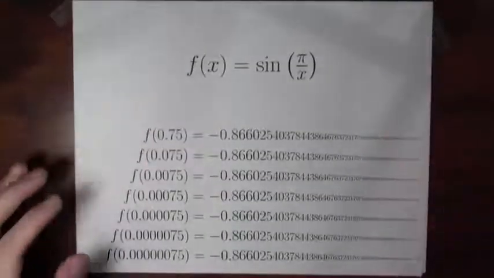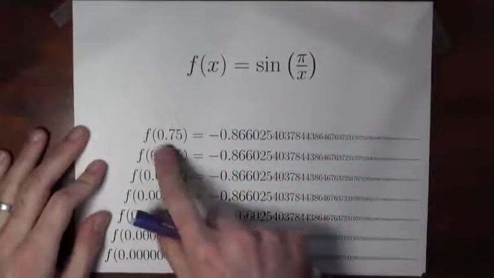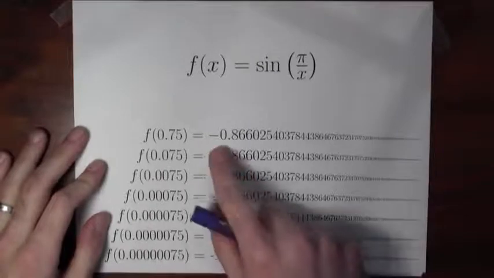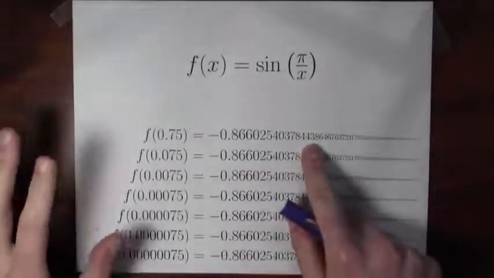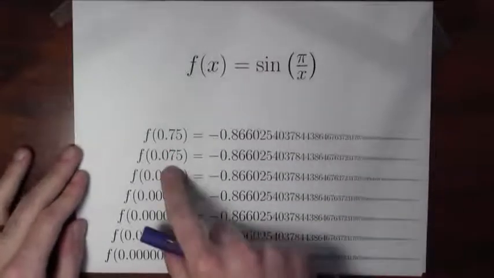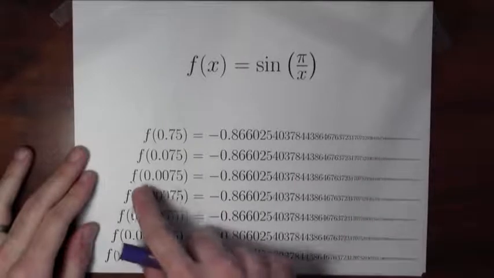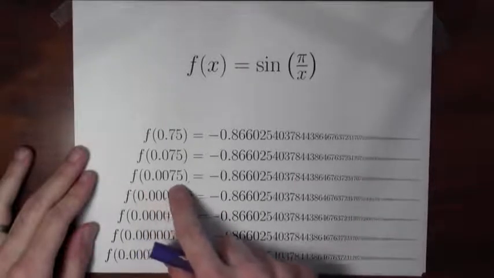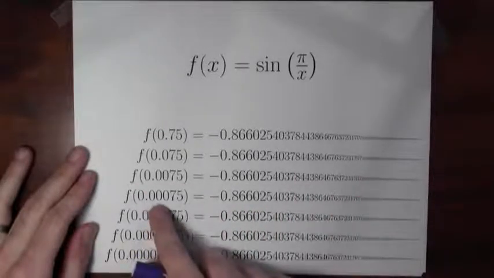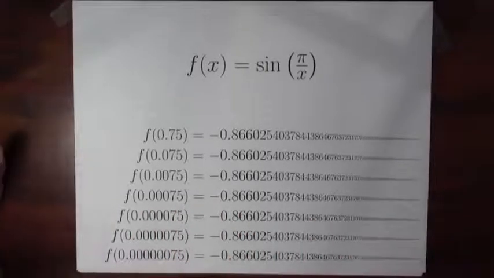Well, take a look at this example. Here's the same function, f of x equals sine of pi over x. This function, if I evaluate it at 0.75, is this maybe a little bit mysterious number, negative 0.866 and so forth. If I evaluate this function at 0.075, I get the same thing. If I evaluate the function at 0.0075, I get the same thing. At 0.00075, I get the same thing. So what's going on here?